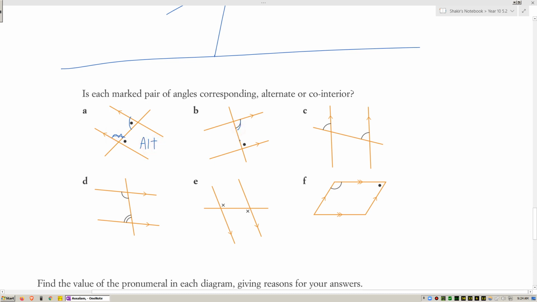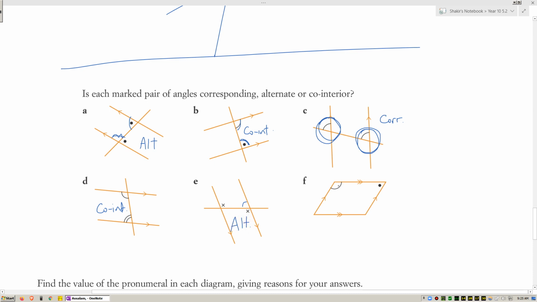Over here, they're on the same side, inside together. Cointerior. These are corresponding. This is the top left of this bunch of angles, and this is the top left of this bunch of angles. So corresponding. Over here, they're on the inside together, cointerior. Over here, it's kind of on the inside together, but it's on the other side, so it's alternate.